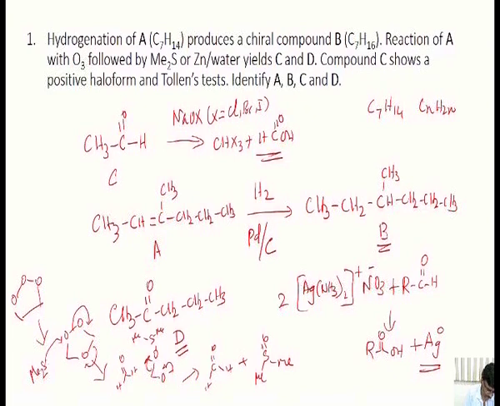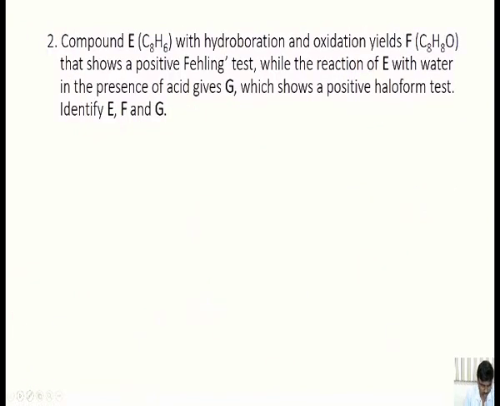Now let us move to the next problem, which involves the reaction of compound E having molecular formula C8H6 with hydroboration and oxidation, yielding compound F having molecular formula C8H8O that shows a positive Fehling's test, while the reaction of compound E with water in the presence of acid gives G, which shows a positive haloform test. Identify E, F and G.